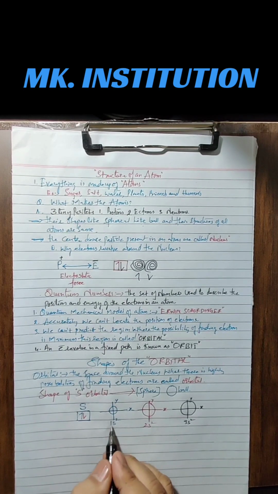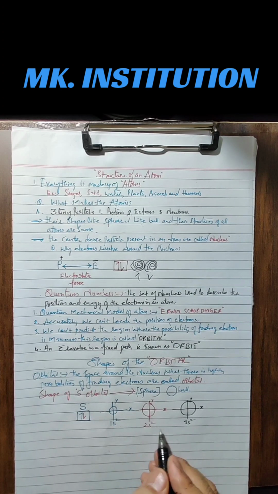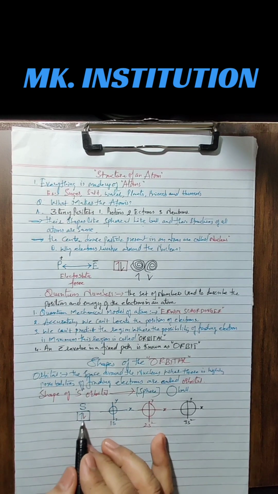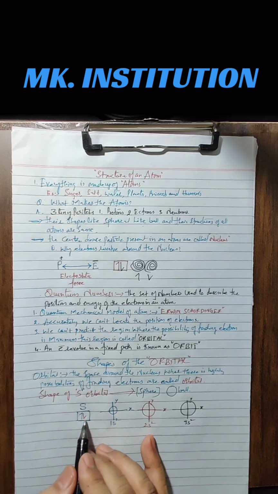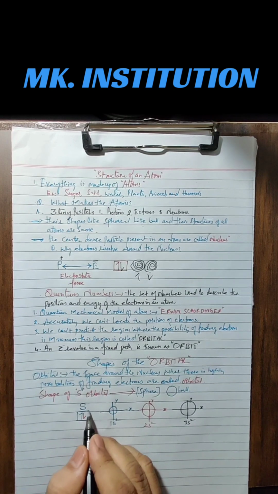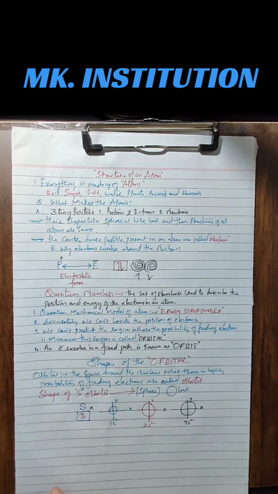This is 1s2, 2s2, 3s2. It proves that s2 means only 2 electrons are present in the s orbital. Clear? In the s orbital only 2 electrons will be there, not more than 2. 2 is a fixed number. Once the 2 electrons come here, the room will be locked. This is the shape of the s orbital.